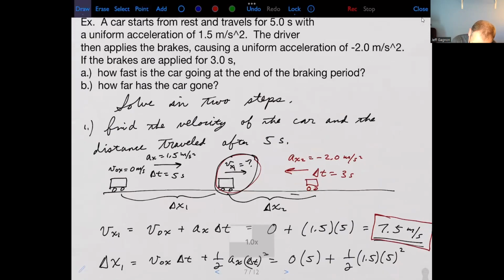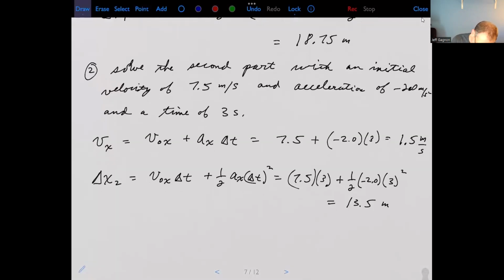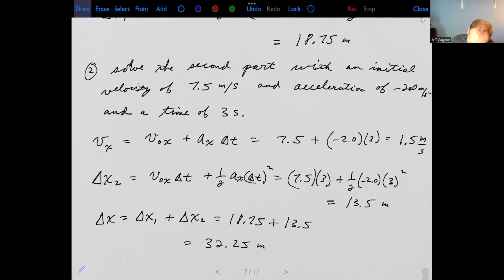Okay, so one more step here. I just have to find the total distance, delta x, which is the sum of delta x1, that first displacement, plus the second displacement. And remember, this was like 18.75 plus, and the second displacement was 13.5. So if you add those together, you're going to get 32.25 meters. And I should probably round it to like 3 sig figs. So I'll do 32.3 meters. So that would be the total displacement of this car.